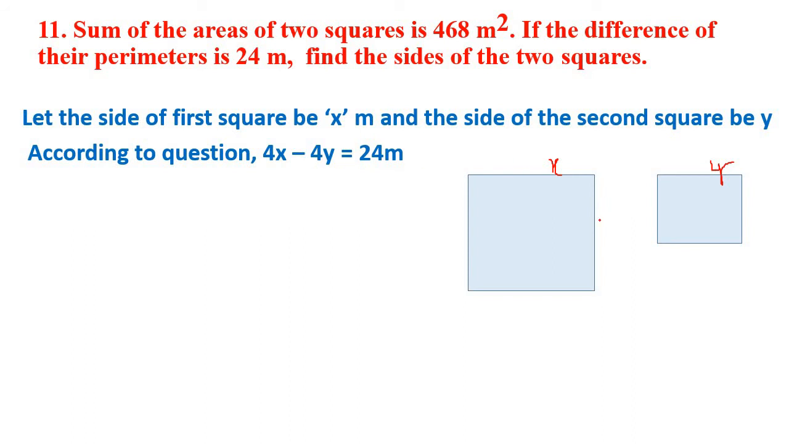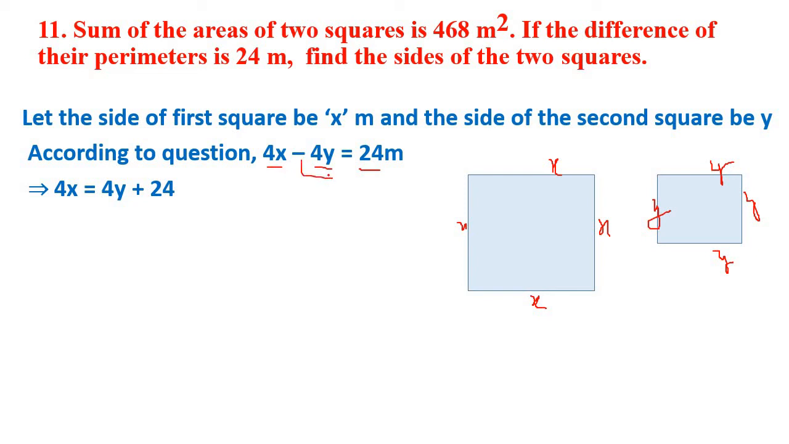So for the bigger square, all sides are equal, because in a square all sides are equal. If one side is x, the remaining sides also become x meter. Therefore the perimeter becomes 4x. Then if it is y, all the remaining sides become equal to y. So add all the four sides, you will get 4y. The difference of the bigger square and the smaller square is 24 meter. Now 4x is equal to 4y plus 24.